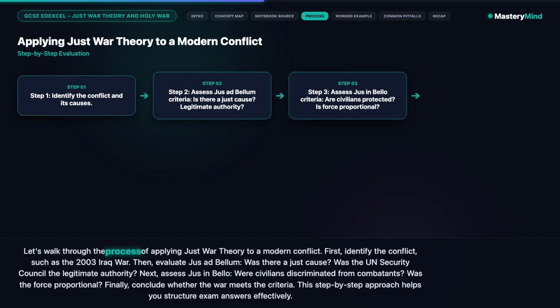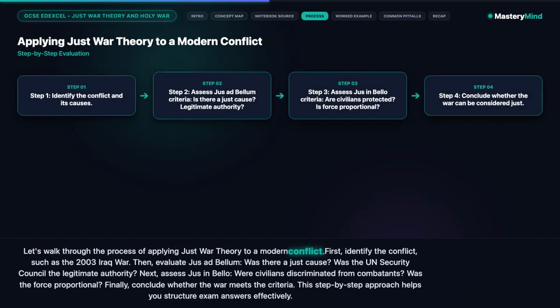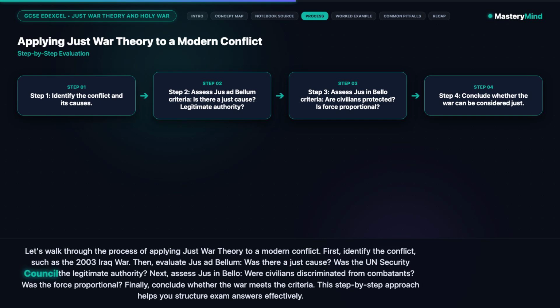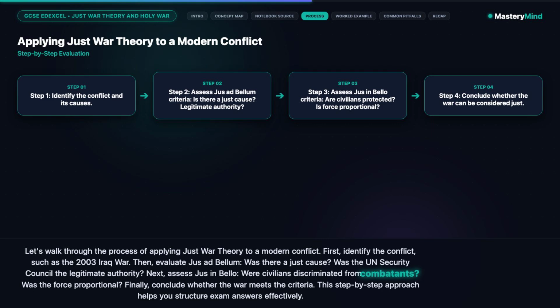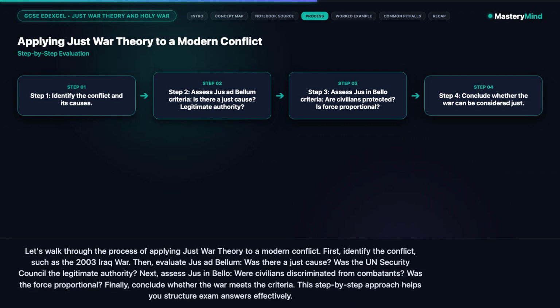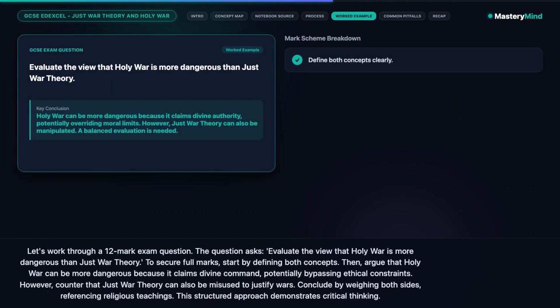Let's walk through the process of applying just war theory to a modern conflict. First, identify the conflict, such as the 2003 Iraq War. Then evaluate jus ad bellum. Was there a just cause? Was the UN Security Council the legitimate authority? Next, assess jus in bello. Were civilians discriminated from combatants? Was the force proportional? Finally, conclude whether the war meets the criteria. This step-by-step approach helps you structure exam answers effectively.